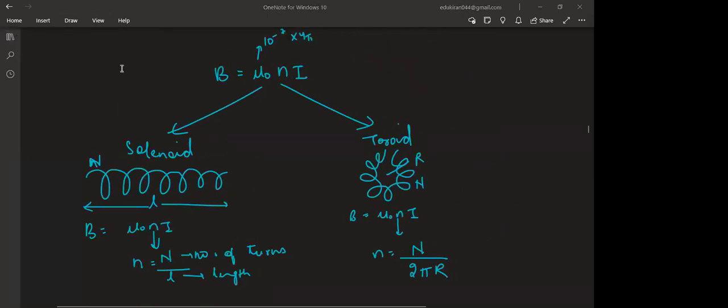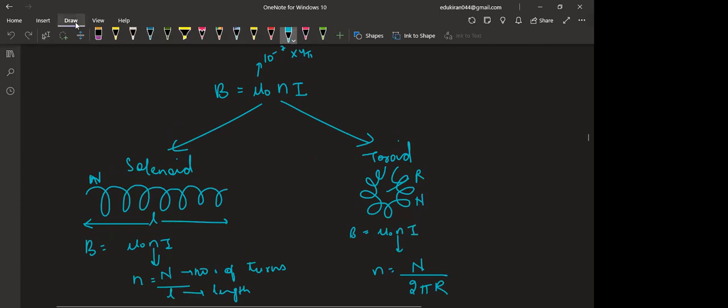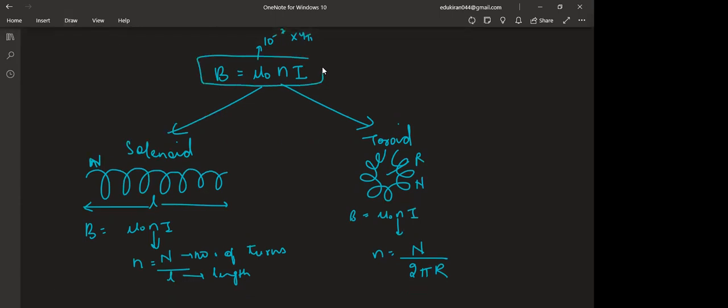Under the applications of Ampere circuit law, we have two devices. One is the solenoid, the other is the toroid. Now, what is a solenoid? A solenoid is basically windings of wire. If we turn the solenoid into a circular form, that is known as a toroid. So the formula for both of them is the same: B is equal to mu naught n i.